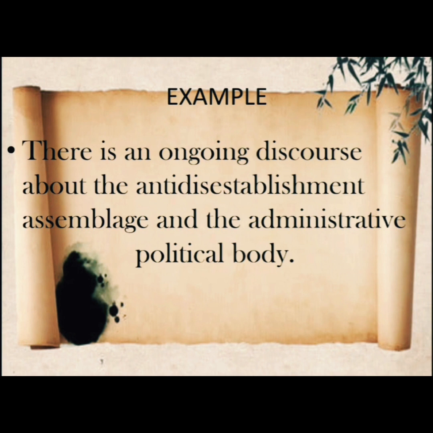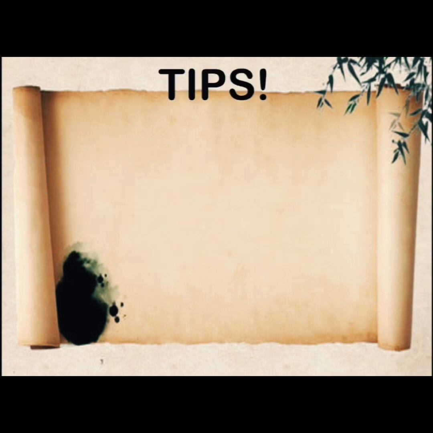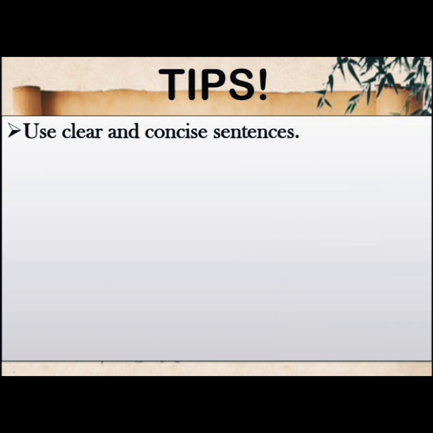For example, there is an ongoing discourse about the anti-disestablishment assemblage and the administrative political body. This text is complicated because it is filled with words that are difficult to understand. If the terms are important to use, then the writer could define what they mean. Here are additional tips for you.